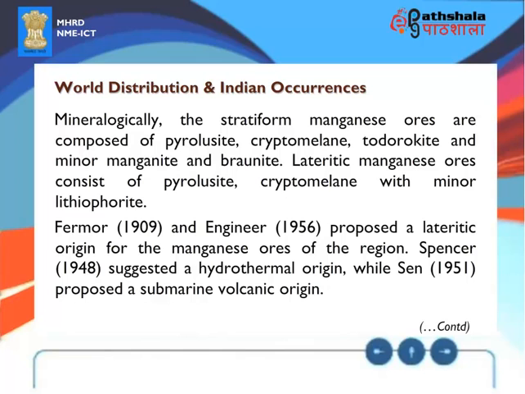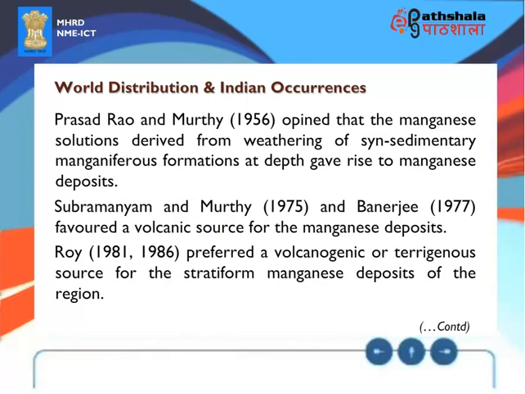Fermor, an engineer, proposed a lateritic origin for the manganese ores of the region. Spencer suggested a hydrothermal origin, while Sen proposed a submarine volcanic origin. Prasad Rao and Murthy 1956 opined that manganese solutions derived from weathering of sedimentary manganiferous formations at depth gave rise to manganese deposits. Subramaniam and Murthy 1975 and Banerjee 1977 favored a volcanic source for the manganese deposits. Roy 1981 to 1986 preferred a volcanogenic or heterogeneous source for the stratiform manganese deposits of the region.